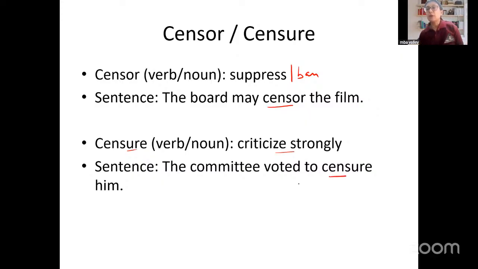For example, when people pass remarks, especially somebody from the neighboring country, our politicians, especially our external affairs minister, he censures those remarks.